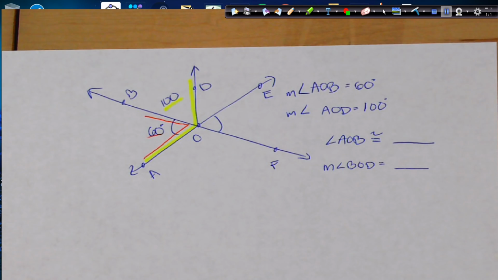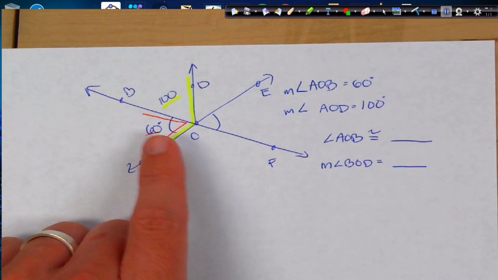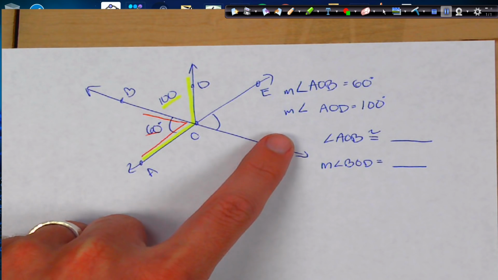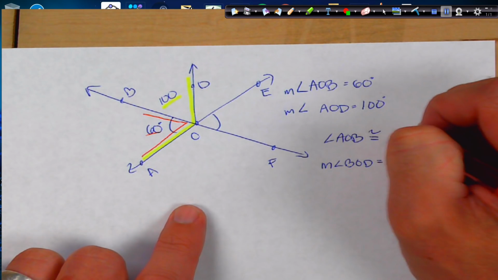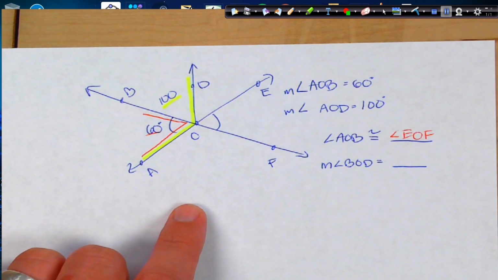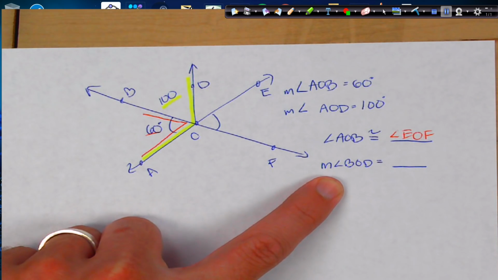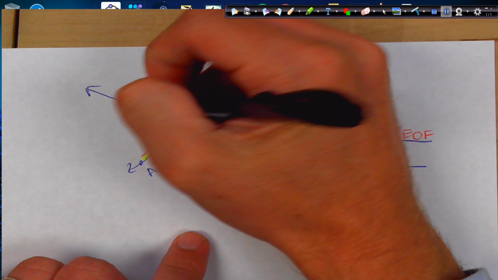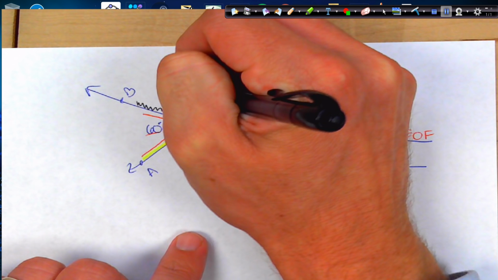So first question is, what angle is equal to AOB, this angle right here? Well, I see the congruency mark in AOB, so if I look right over here, I see EOF. So it's angle EOF. Okay? And then it asks me for the measure of BOD. So where is BOD? The angle BOD I'm looking for is this angle right in here.